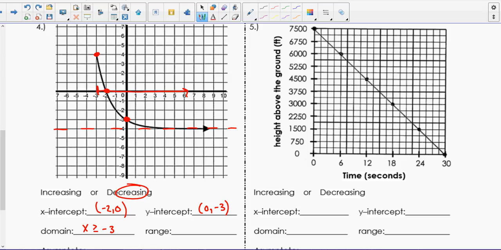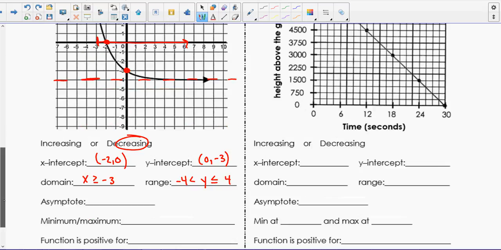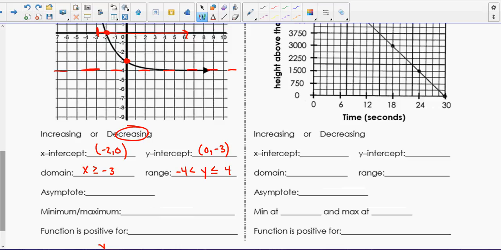So my range is actually going from the height of negative 4 to the height of positive 4. Okay, I can see I'm going from here all the way up to here and everything in between. Range is my y. But here's the thing, at negative 4, I don't actually hit it, so I just want to say less than. But at 4, I hit that value, so I want to say less than or equal to. Okay, so compound inequality between negative 4 and 4, including 4, but not including negative 4. The asymptote is at y.